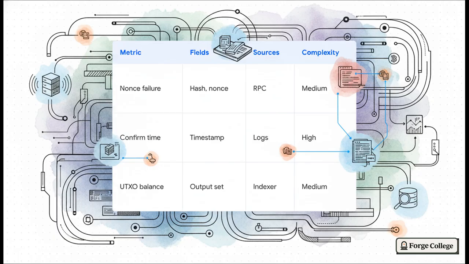If you're hunting for a nonce mismatch failure rate, you're going to need the transaction hash, the sender, nonce, status, and the block. That stuff is pretty easily grabbed from an archival RPC, so we call that a medium retrieval complexity. But if you want something like the median confirmation time, oh boy, you'll need local submission logs mixed with RPC data, which immediately spikes your retrieval complexity to high. The big takeaway here? Always map this out before you write a single line of code.